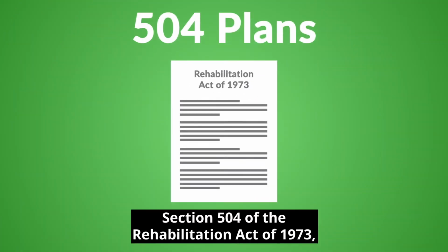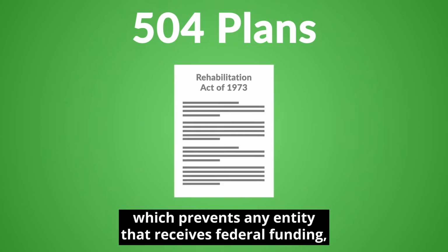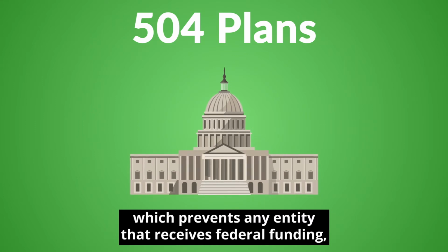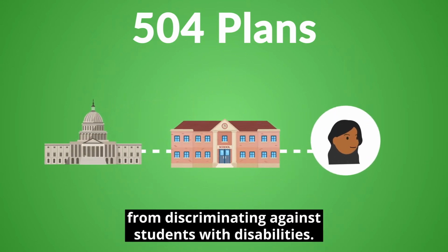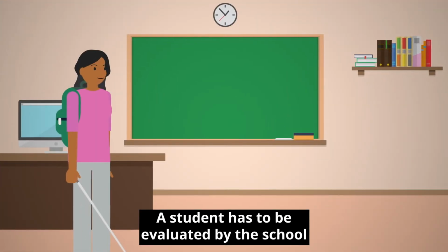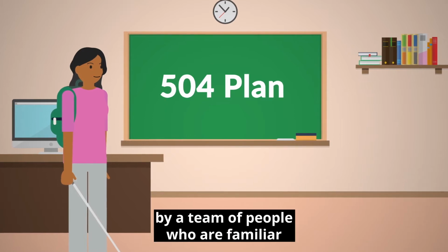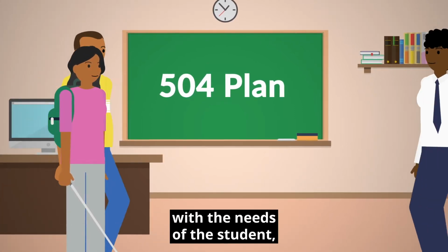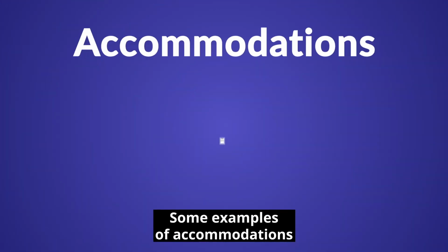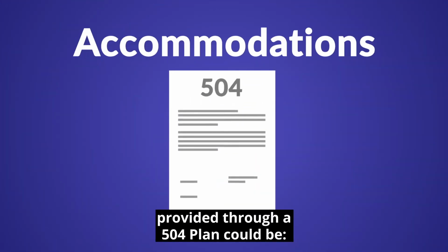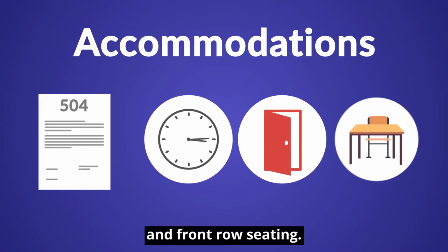504 plans are based on Section 504 of the Rehabilitation Act of 1973, which prevents any entity that receives federal funding, like public schools, from discriminating against students with disabilities. A student has to be evaluated by the school to qualify for a 504 plan. A 504 plan is created by a team of people who are familiar with the needs of the student, like parents and teachers. Some examples of accommodations provided through a 504 plan could be more time on tests, scheduled breaks during the day, and front row seating.